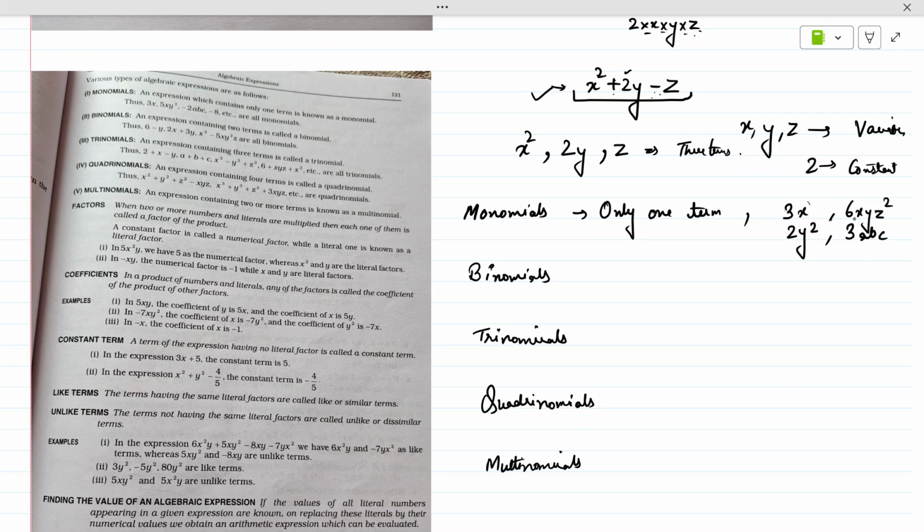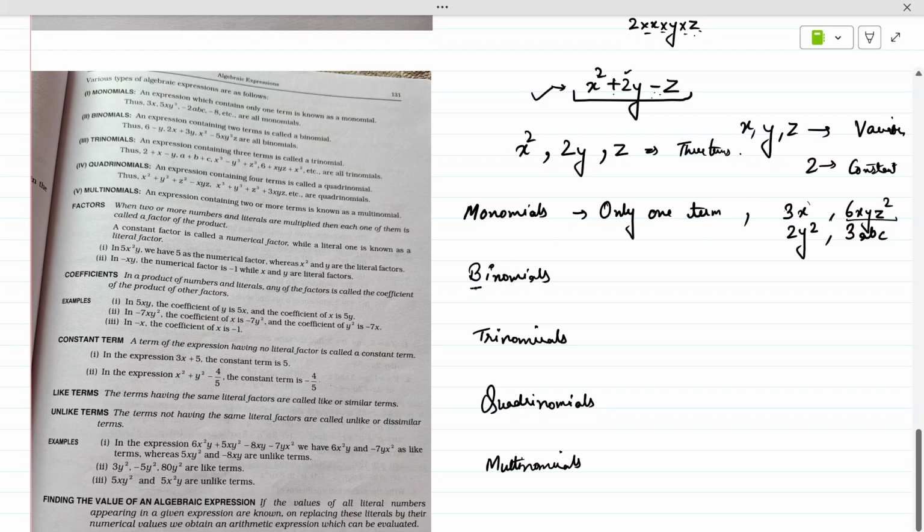Similarly, we have 6xyz square. This complete thing is one algebraic expression. But again, here we have only one term because we do not have any plus or minus operator here. Same with 2y square and same with 3abc also. So monomials are the algebraic expressions which have only one term.